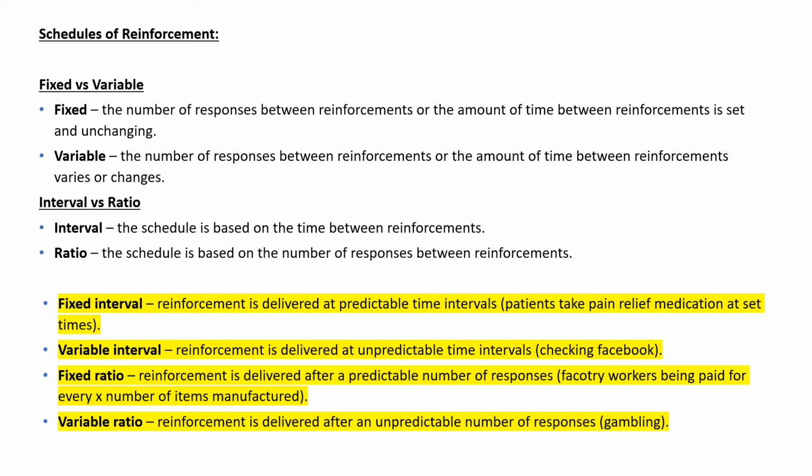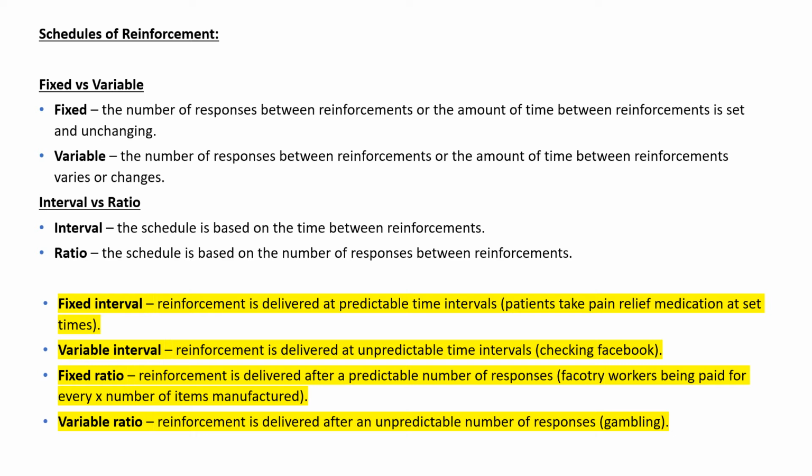So let's first look at this phrase, fixed. This means that it is predictable. And then we have the phrase variable, which means it changes, it's variable. And then we have interval, which means that the schedule is based on time. And then we have ratio, which means it's based on the number of responses, the performance, what the person or animal does. So now we see that there are 4 different types of partial or intermittent schedules of reinforcement.